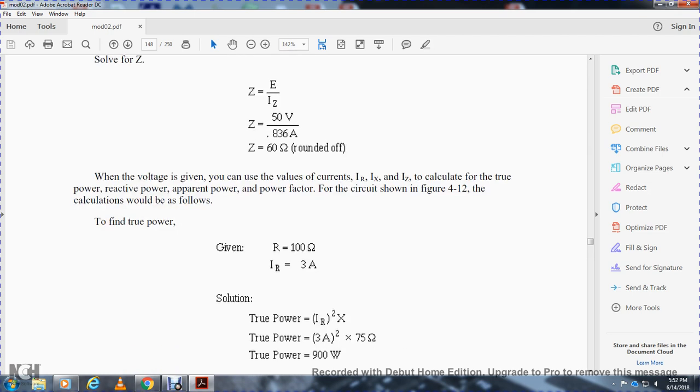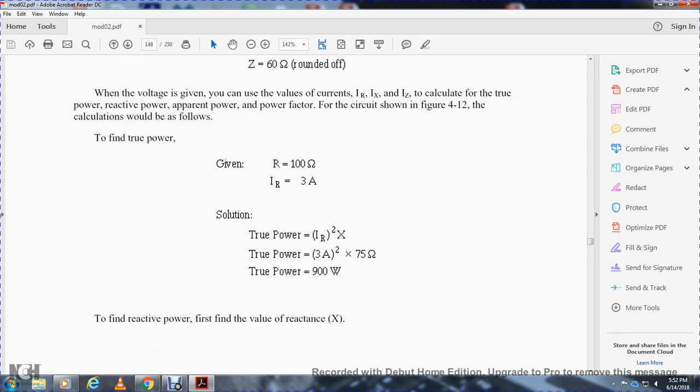When the voltage is given, you can use the values of the resistive current, reactive current, and impedance current to calculate the true power, reactive power, and apparent power with a power factor for the circuit shown in Figure 412. The calculations would be as follows. Given the resistance is 100 ohms and the resistive current is 3 amps, the true power is 3 amps squared times 100 ohms, 900 watts.